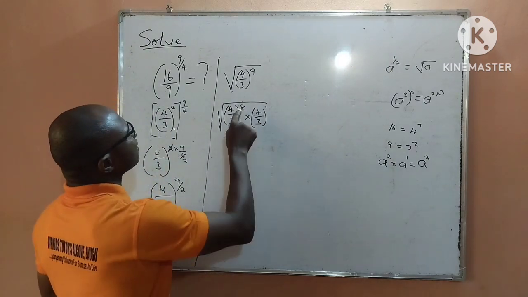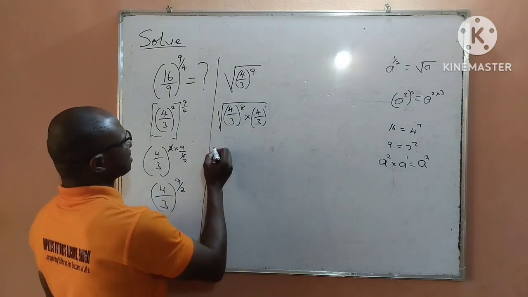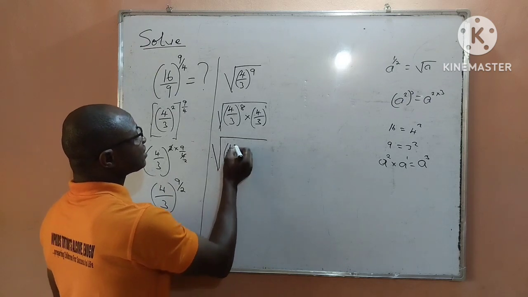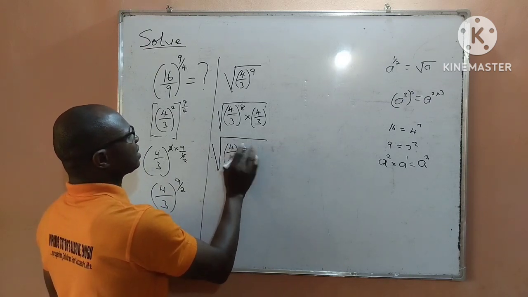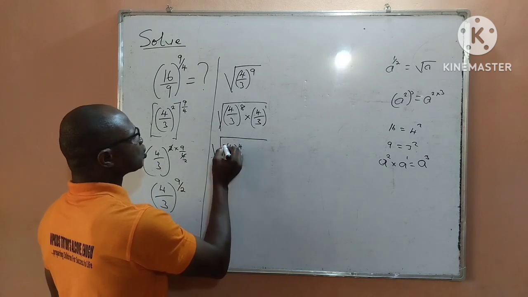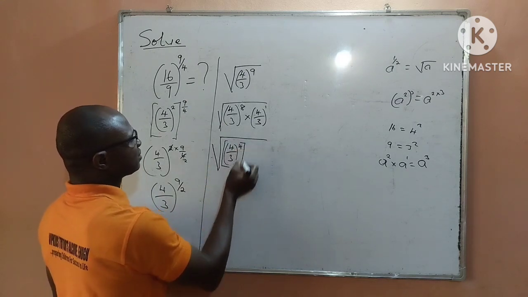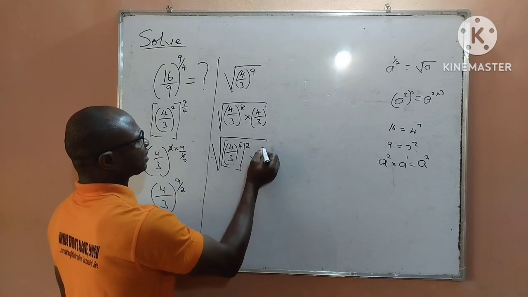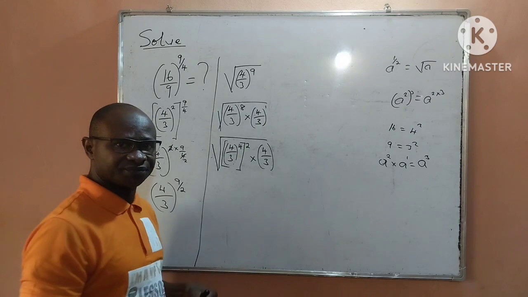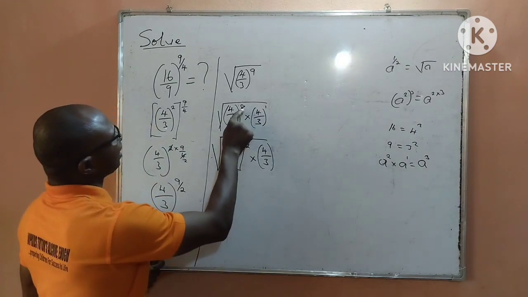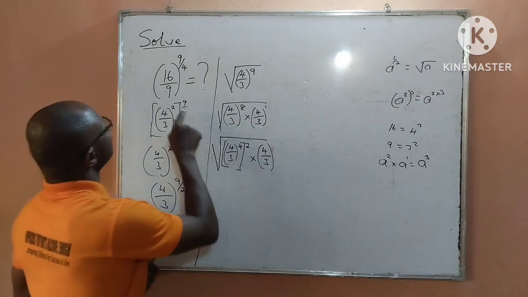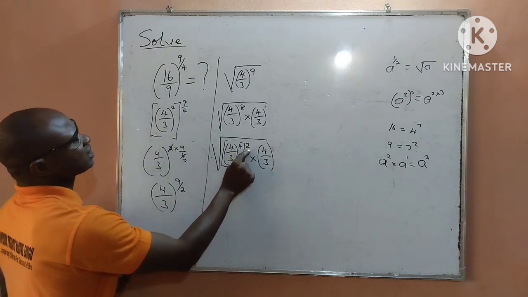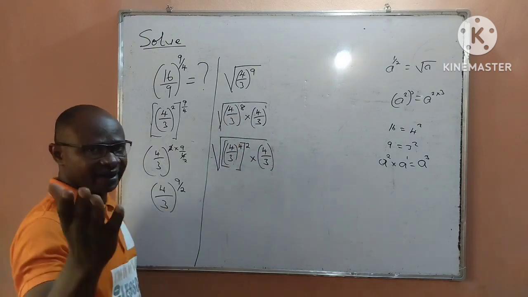But then, this 4 all over 3 raised to power 8, I can write it as 4 all over 3 raised to power 2, raised to power 4, multiplied by 4 all over 3. Take a very good look at it. 8 is now written as 4 times 2, just the same thing that I did here. Both of them multiplied. So if I multiply 4 by 2, it will give me back 8.